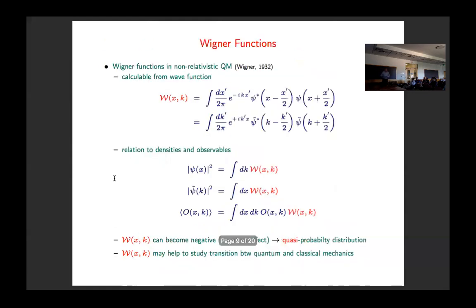So I want to spend a couple of pages on this Wigner function, introduced by Wigner in 1932. I discuss it here just in non-relativistic quantum mechanics, and make the notation as simple as possible, in one dimension. It can be calculated from the wave function. You have a product of position space wave functions at different positions, x minus x prime over 2 and x plus x prime over 2. You integrate over this difference, the x prime variable, and you multiply by a phase factor which contains the momentum. The outcome depends on x and k. This is what people define as the Wigner function.